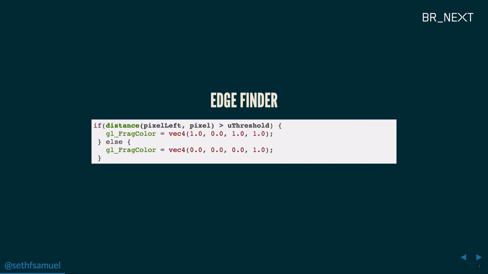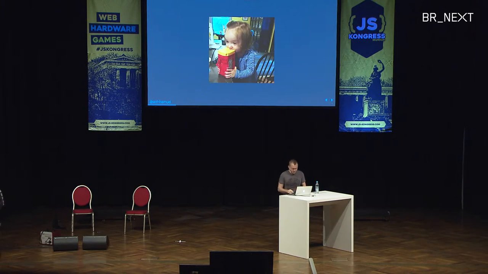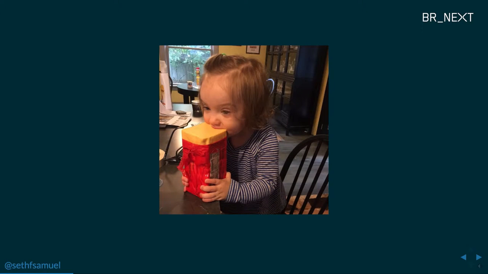So here, we're just going to, for every single pixel, look at the color distance between it and the pixel to the left. If it's bigger than some threshold that we're going to set, then we're going to draw it as pink, and if not, we're going to draw it as black. All right. Here's a small child attempting to eat an entire block of cheese. It's a reasonable thing to do with a block of cheese. And you can see we found all the edges in the image.